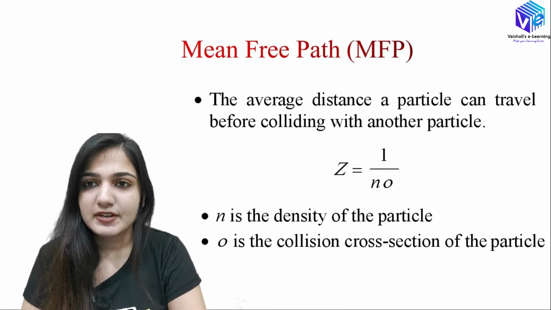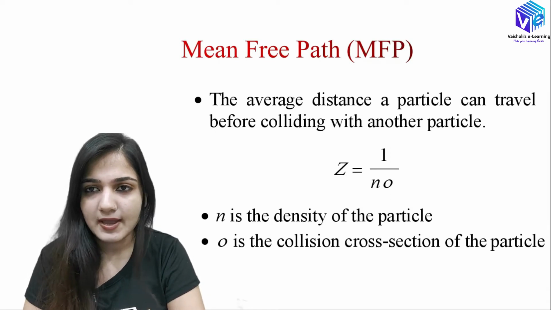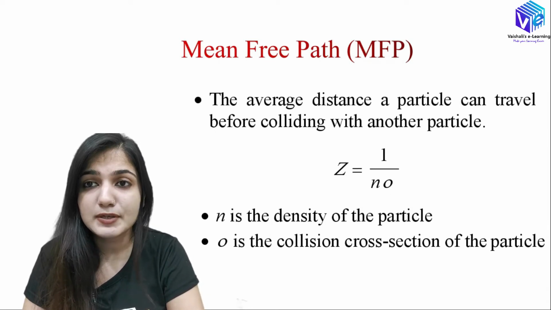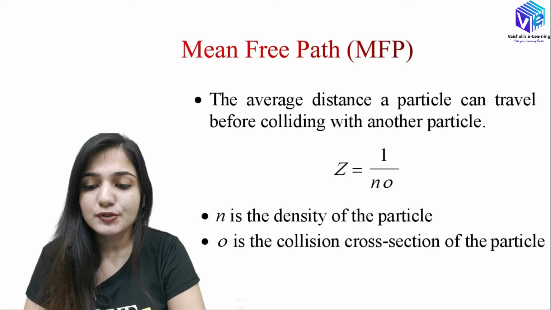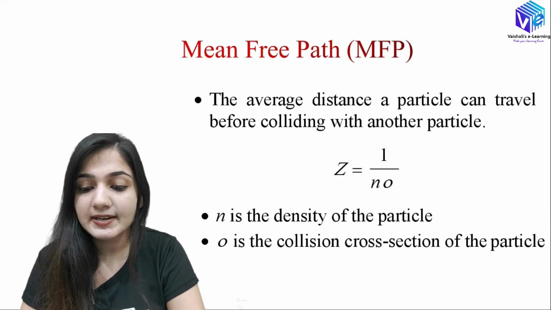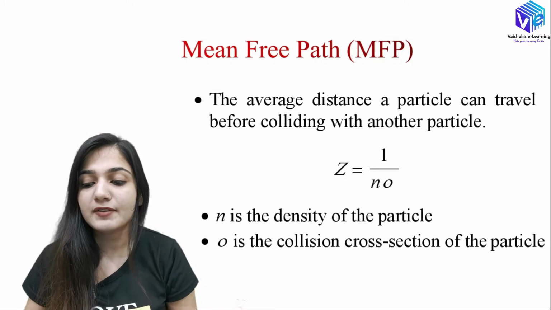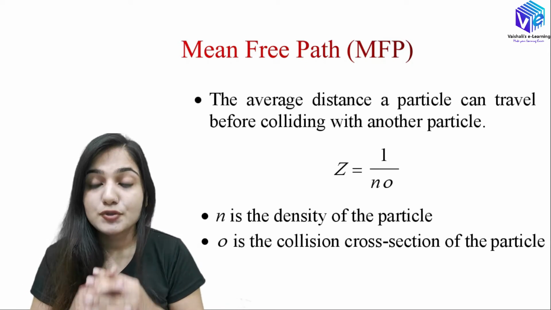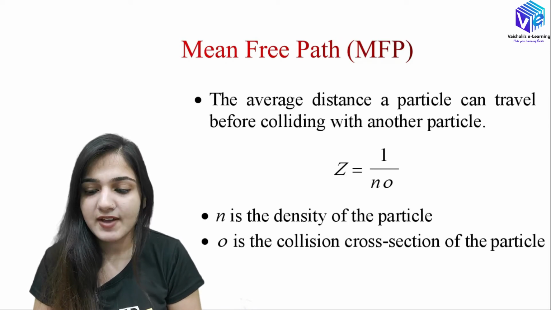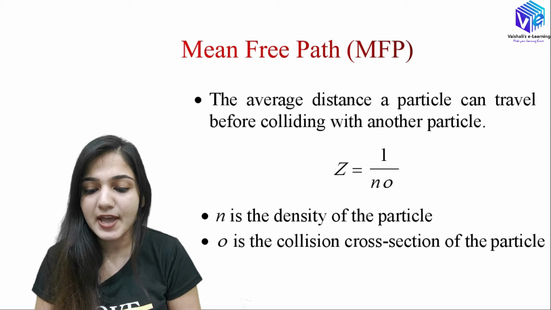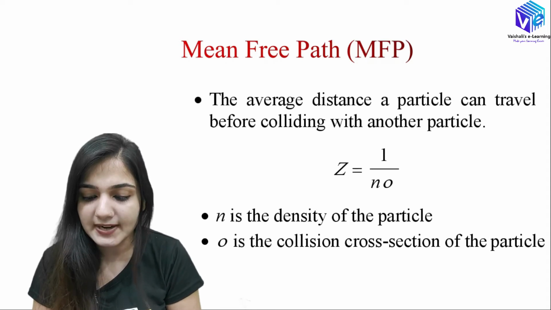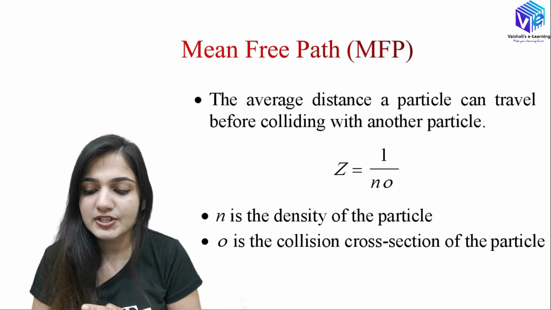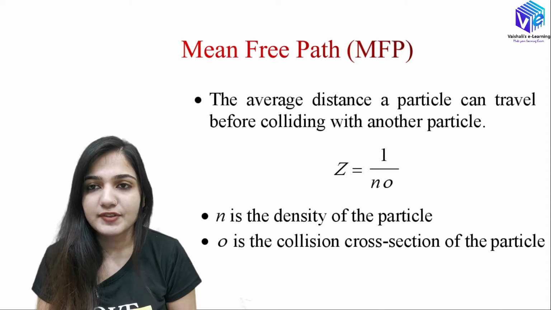Now coming to the mean free path. Most of us have already heard this term before, and most of you must be knowing it also. The average distance a particle can travel before colliding with another particle is the mean free path. This is also a very crucial factor. The mean free path is given by Z. Z is equal to 1 upon Nσ, where N is the density of the particle and σ is the collision cross section of the particle.